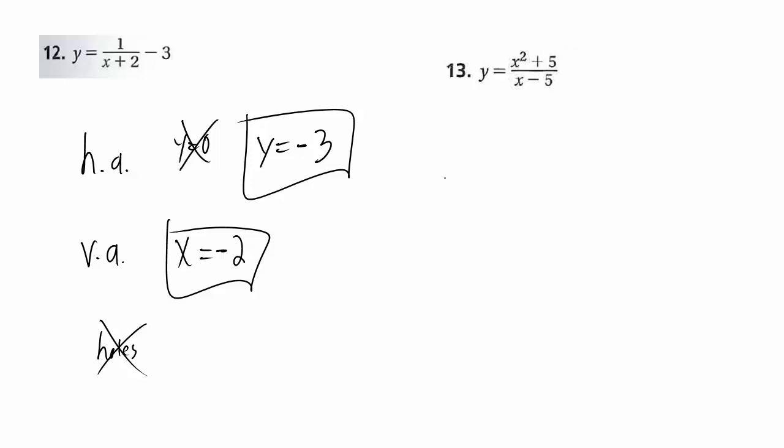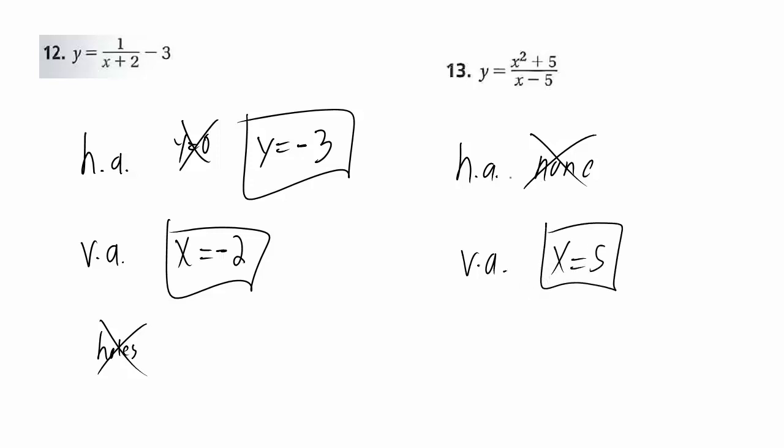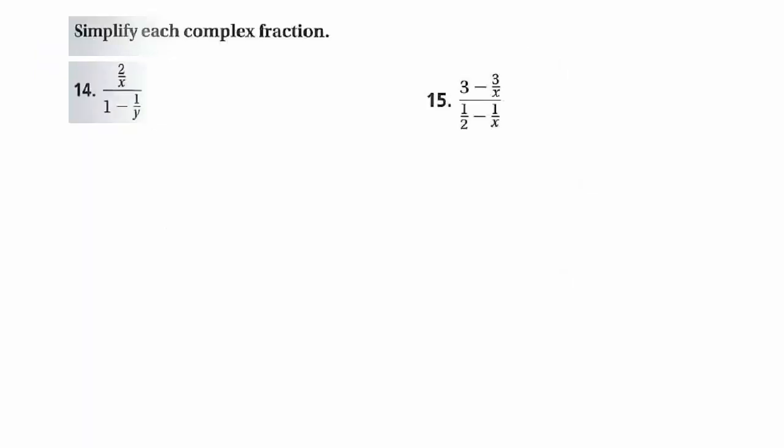Also, notice how your numerator's degree is higher than your denominator's degree. So for your horizontal asymptote, there's actually none at all. There are no horizontal asymptotes. For your vertical asymptote, x equals 5 is going to be your vertical asymptote. And since you couldn't factor anything and nothing cancels, there are not going to be any holes at all. There's only a vertical asymptote for this one.